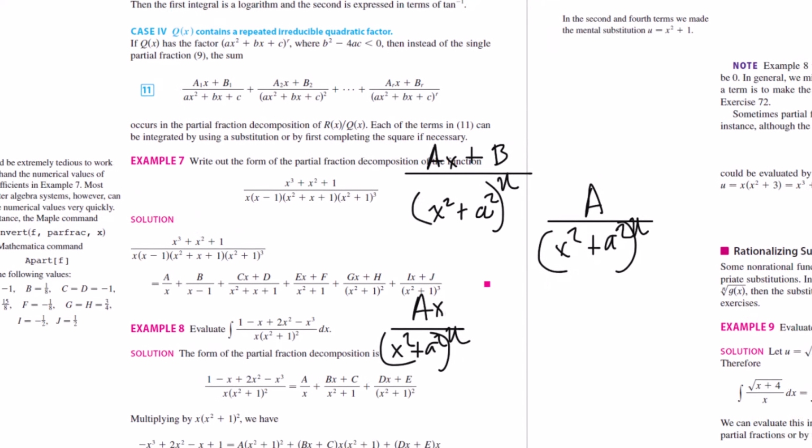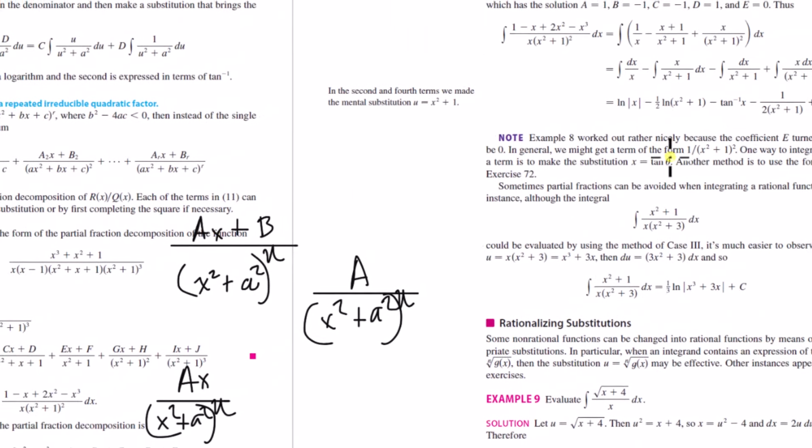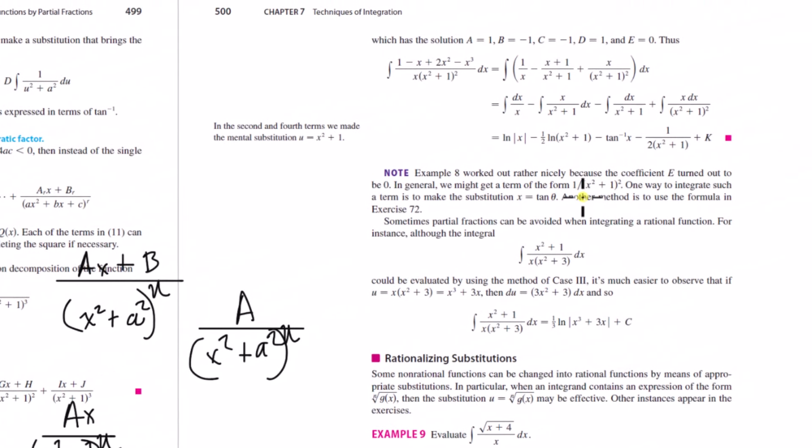And so it talks about here that you can make the integral into a form like this, where you can take out the constant, and you'll have 1 over something like this, x squared plus 1 squared. And it says one way to integrate such a term is to make the substitution x is equal to tangent theta. So they're saying that we could do a trig substitution. It might not be tangent theta. It depends on if it's x squared minus a squared, x squared plus a squared, depends on what it is. We can do a trig substitution is what they're saying.